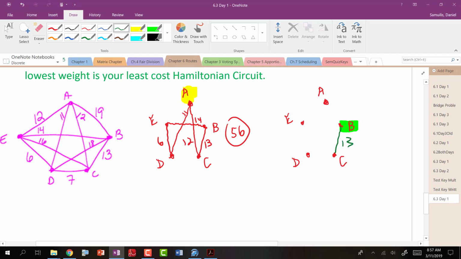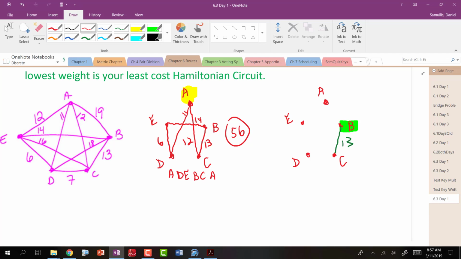I could have listed the vertices, and I should have. Let me go back to that one. I went A to D, then D to E, then E to B, B to C, and then C to A. I should have written that on that first one. Okay, now the next one, B, 13.